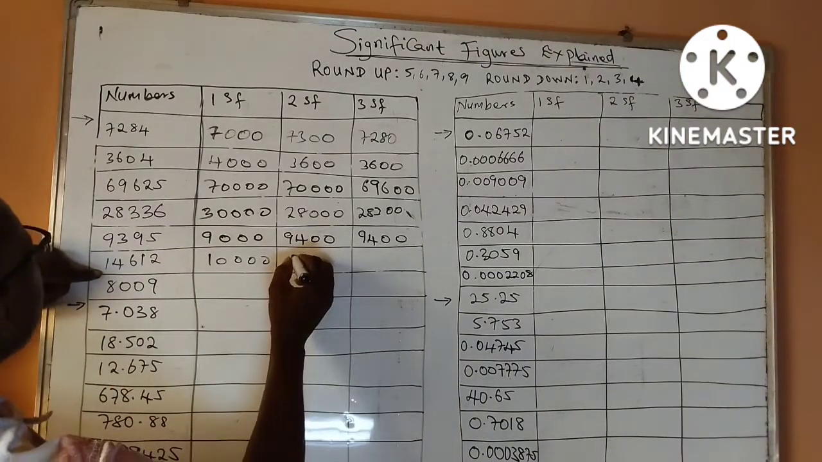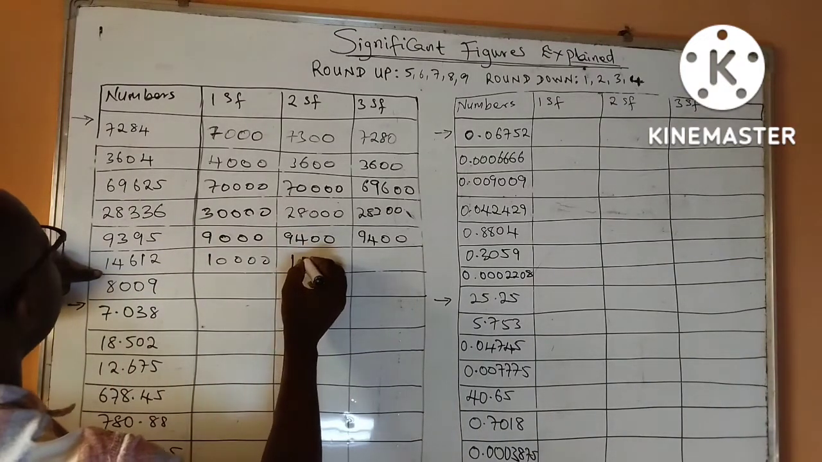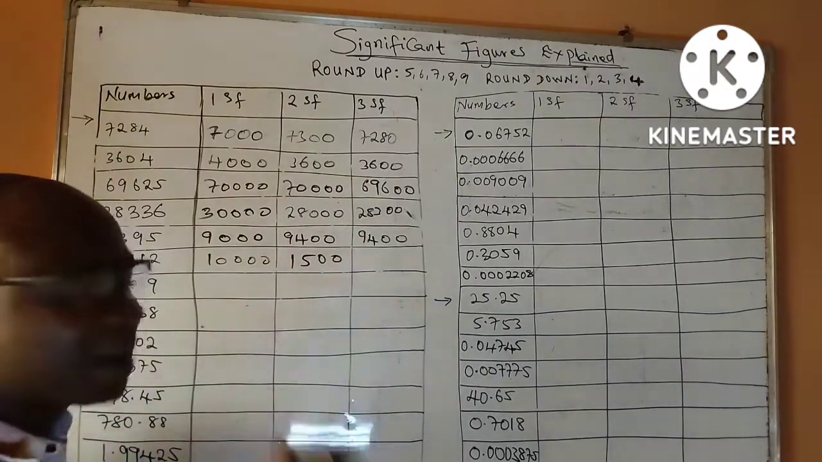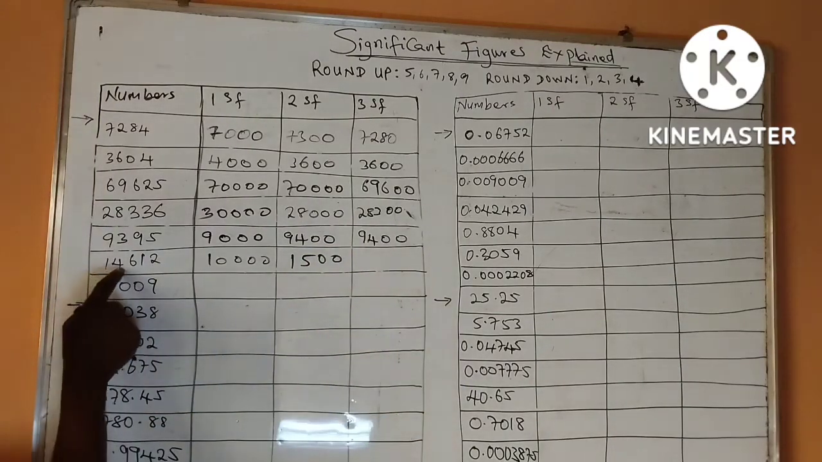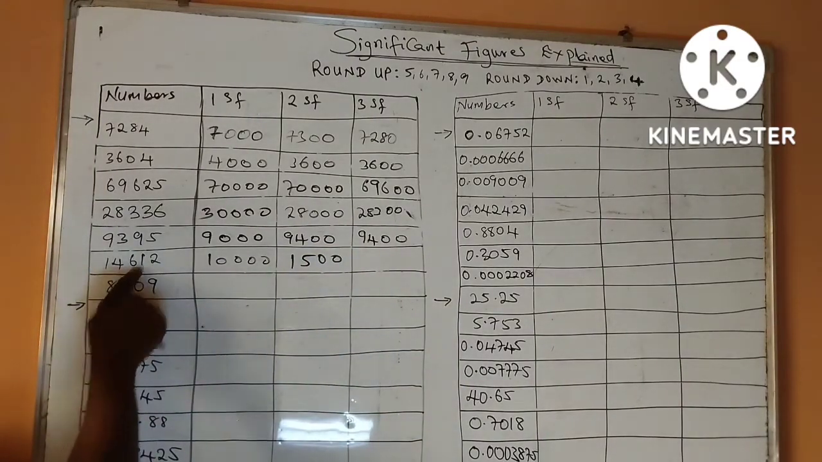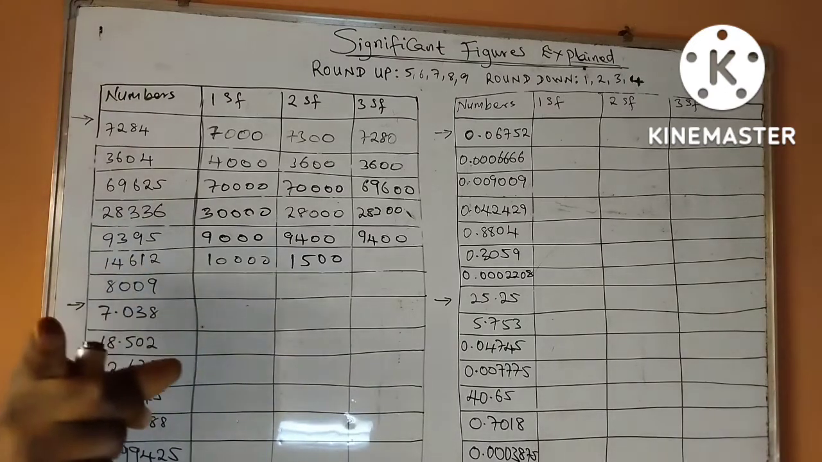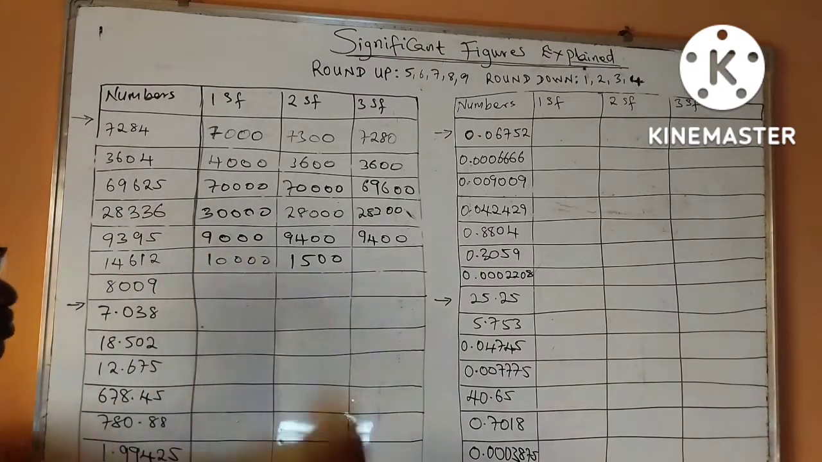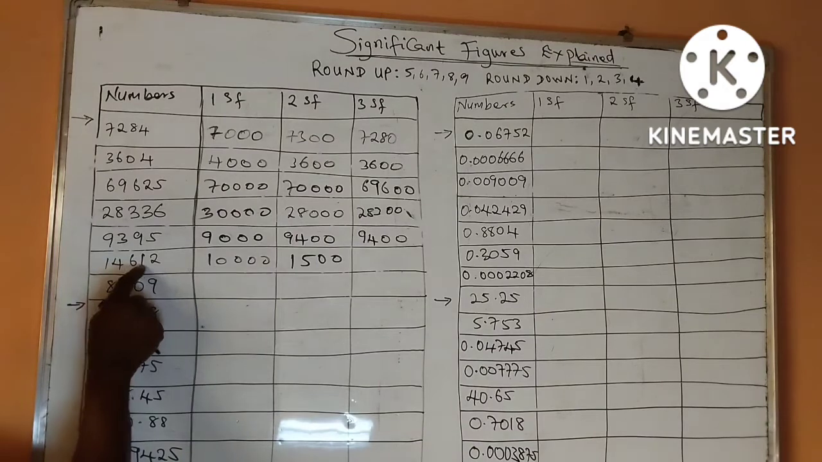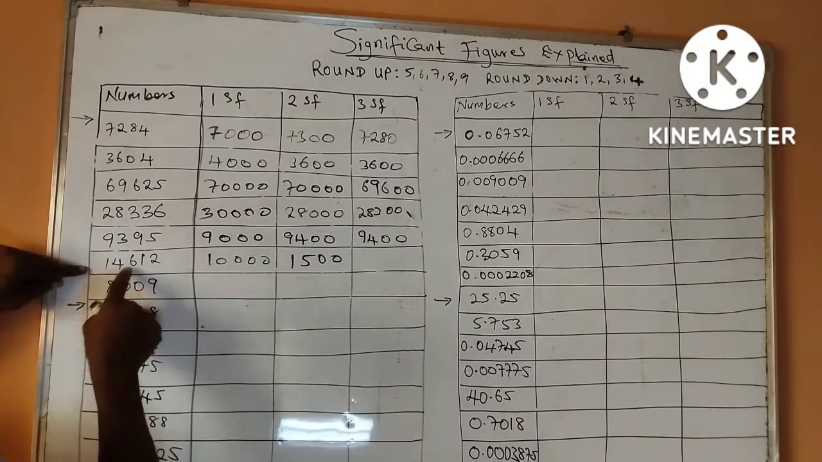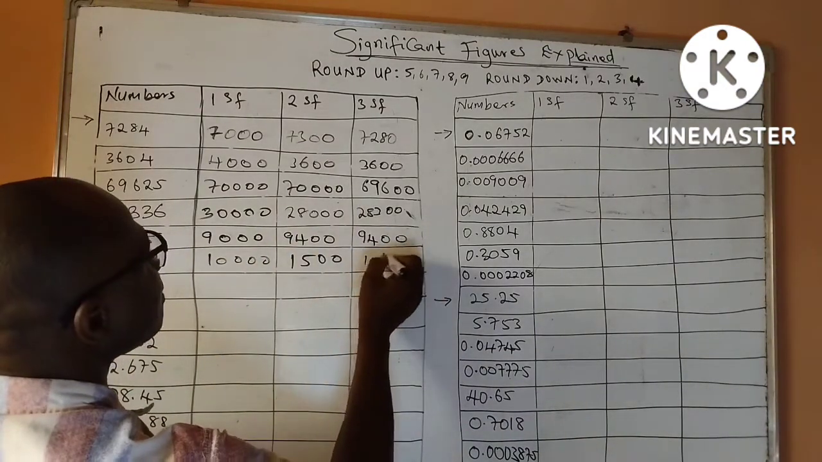Next is 1500. What happened here is that I counted 1, 2. The next digit is up to 5, so I round up. So that becomes 1, 5. Then 3 zeros because of 1, 2, 3 digits. That is 1, 4, 6.